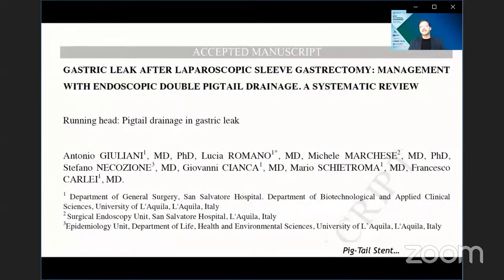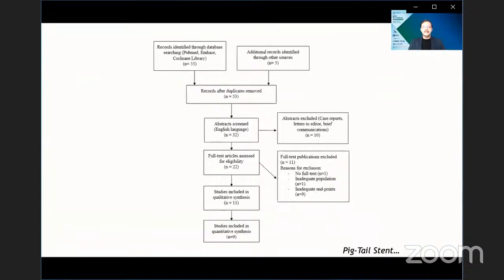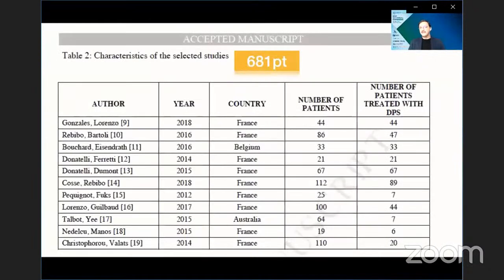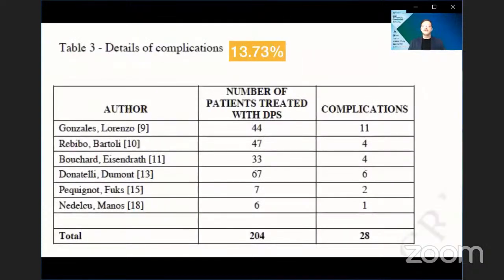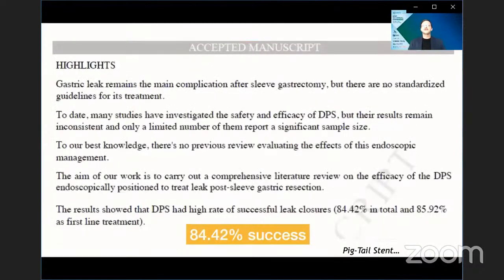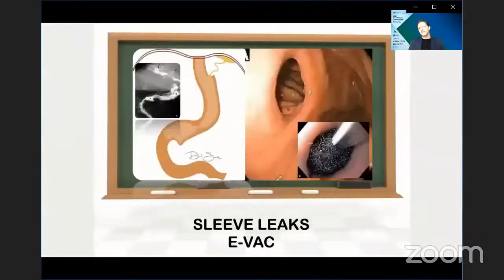So let's see this systematic review. You can see here 9 papers, most of them coming from France, 681 patients with very low complication, 13.73%, most of them not severe, and an impressive 84.42% success rate. And one of these authors, we know, is about to present a series with more than 1,000 cases. So it's easy to do. You use a regular scope, you put a guide wire, you slide the pigtail inside, and you leave the proximal part in the lumen. So it's pretty much standard.